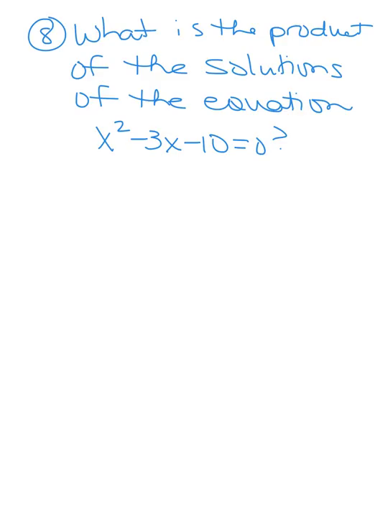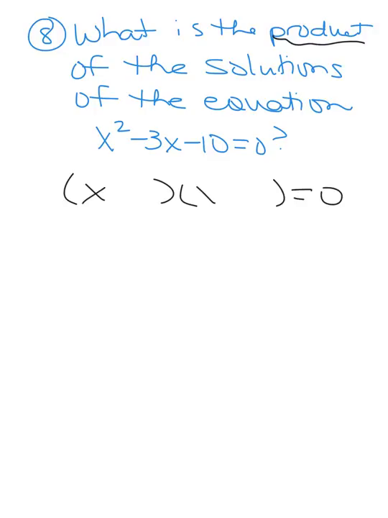And looking at our last problem for today, it says what is the product of the solutions of the equation x squared minus 3x minus 10 is equal to 0? Well, we know product means to multiply, and it's talking about the solutions of the equation. So the first thing I have to do is solve this. Now it's already set equal to 0. I don't have a greatest common factor, so I can just try to factor it.